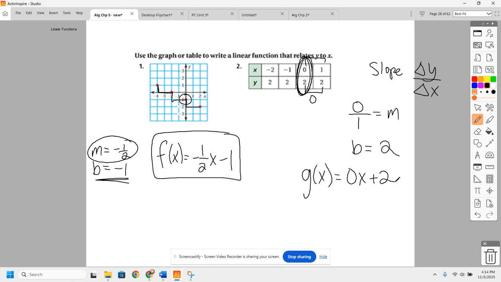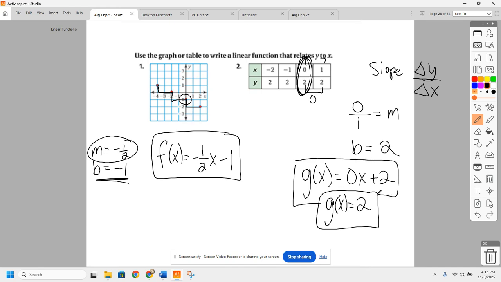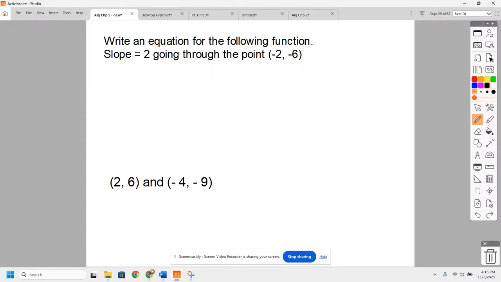Now, if you wrote your equation like this, I would give you full credit. But I'd actually like you to recognize that, hey, 0 slope actually is just like this. Okay? So either one of these would be accurate. They both mean the same exact thing. Now, what if I give it to you as like information? Like I give you the slope and the point. Now I have to use point slope formula.